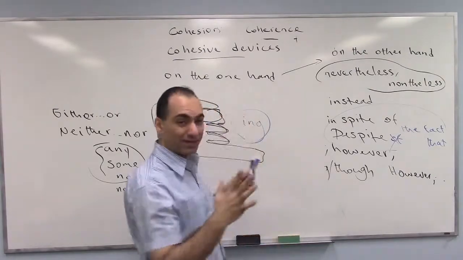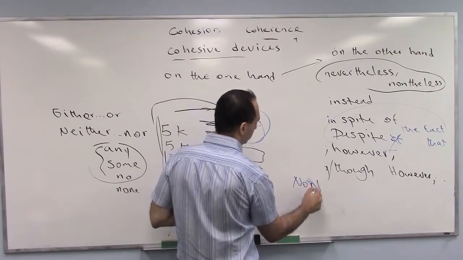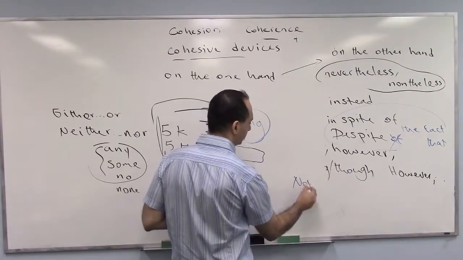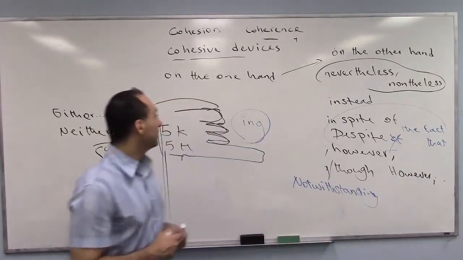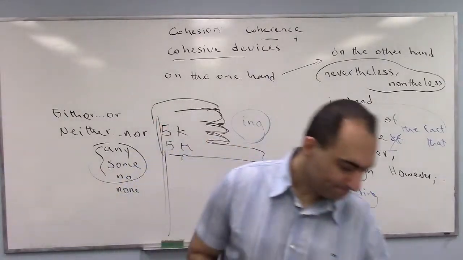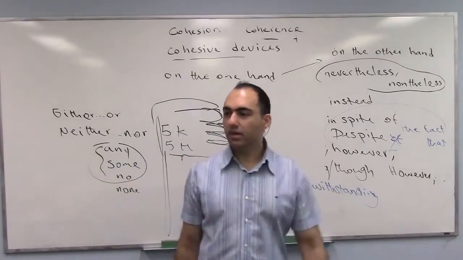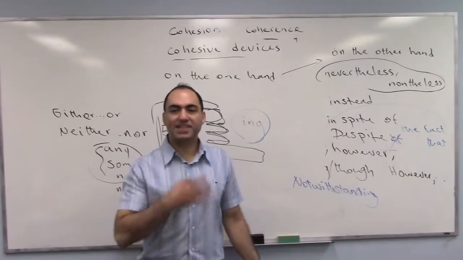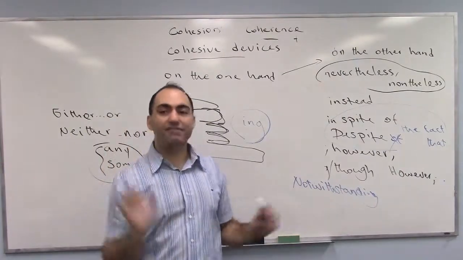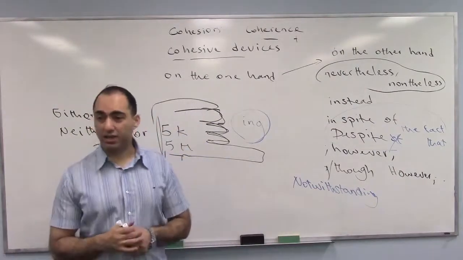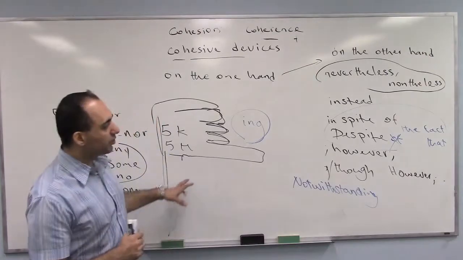Notwithstanding the fact that, that's a big one. Notwithstanding the fact that he's a teacher. But notwithstanding is a big one. It's one word? Yes, notwithstanding is one word. Notwithstanding the fact that he's a teacher. And despite the fact that he's a teacher. So remember, despite the fact that I ate a lot, I was still hungry. In spite of the fact that. So you can use it that way.